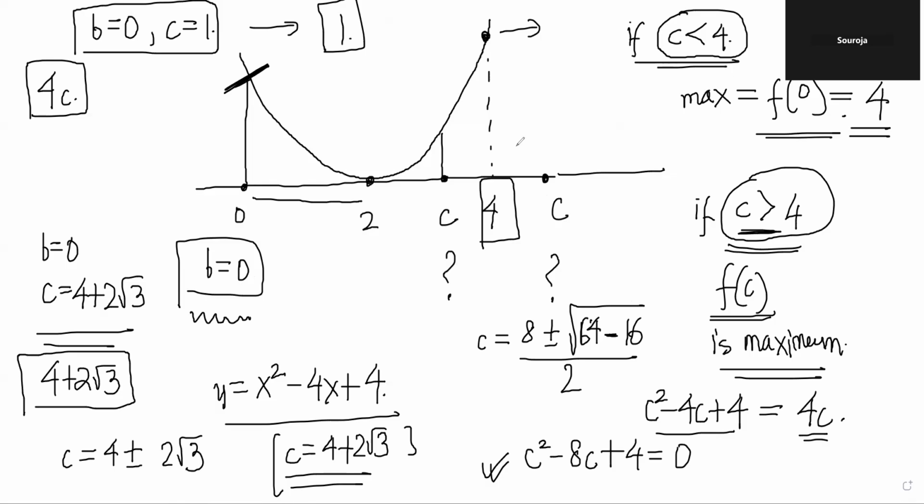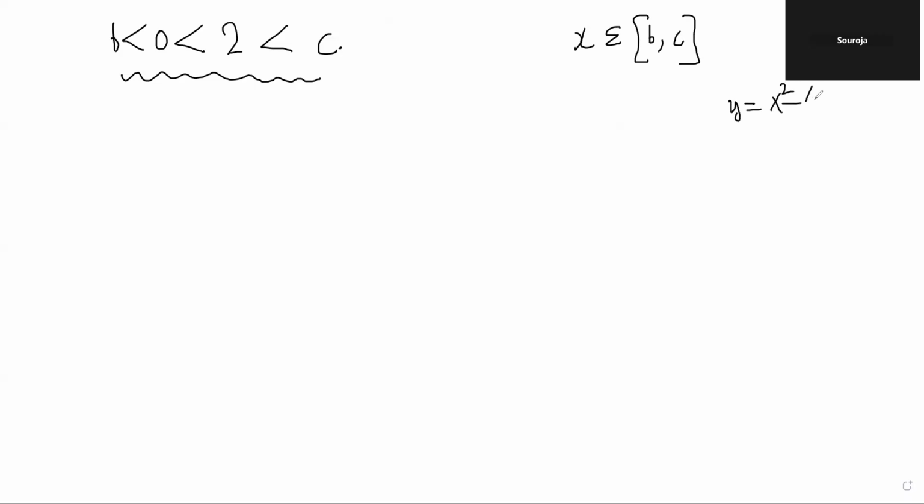Case 1 was the situation where B and C were both positive and 0 was behind it. But in case 2, we have to analyze the situation where B is less than 0 is less than 2 is less than C, and X belongs to B to C. And Y was X square minus 4X plus 4 if X is greater than or equal to 0, and X square plus 4X plus 4 if X is less than 0.